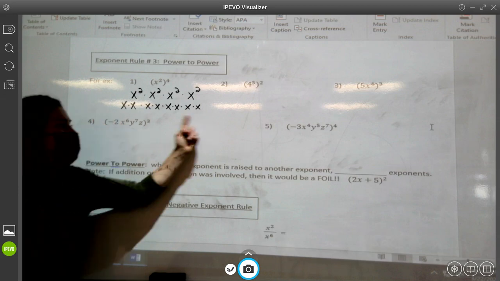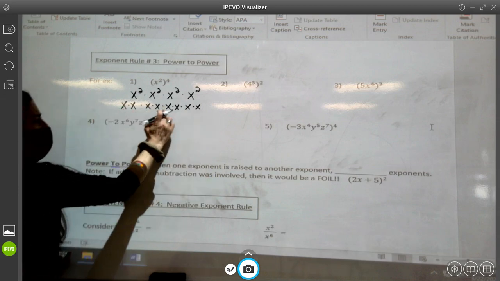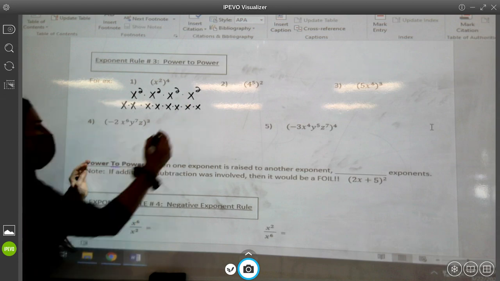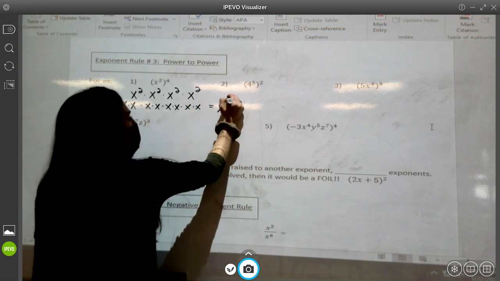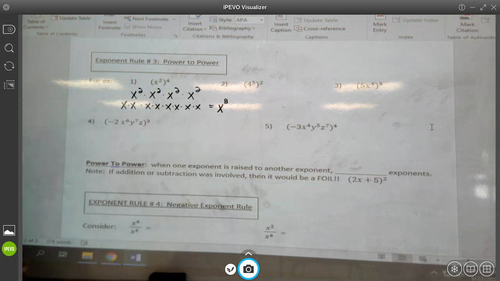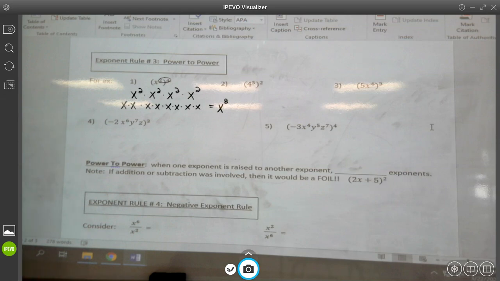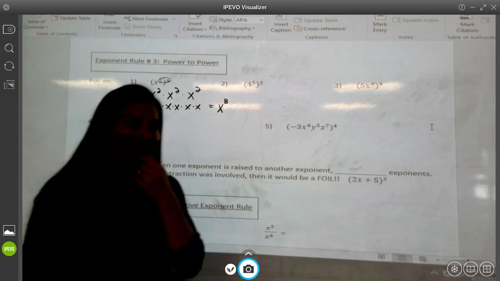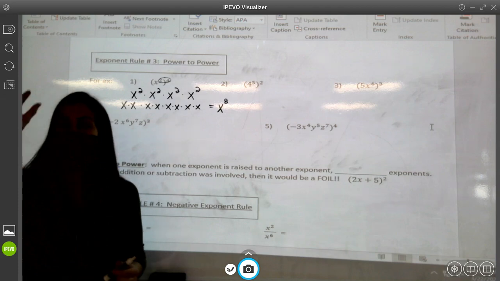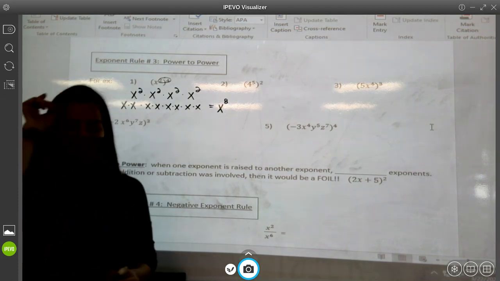So in reality, how many times do you actually end up multiplying x by itself? 1, 2, 3, 4, 5, 6, 7, 8. That's x to the 8. So what would have been a faster way to get to that answer when you had x squared raised to a power of 4? Multiply your exponents, 2 times 4. So that's going to be our power to power rule. The power to power rule says that when one exponent is raised to another exponent, you multiply the exponents.